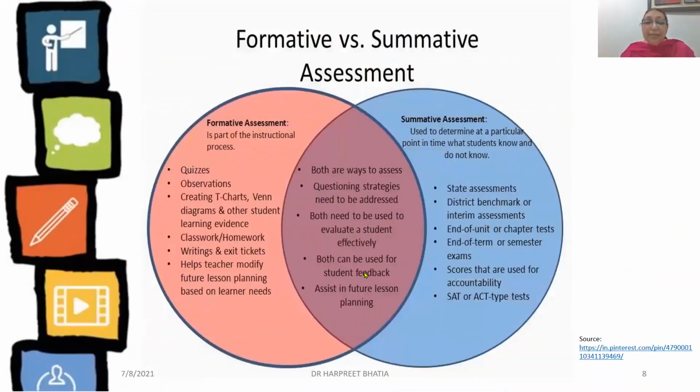So these are the different formative and summative methods of assessment: quiz, observation, creating Venn diagrams and other charts, classwork, homework. All these are ways of formative assessment. And you have the various exams, end of unit test, end of term exam. All these are the summative assessments.